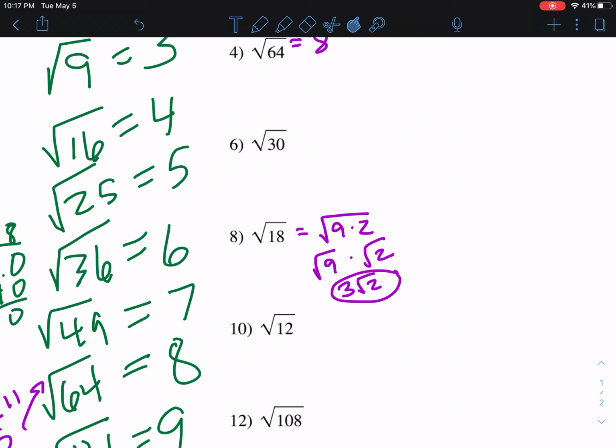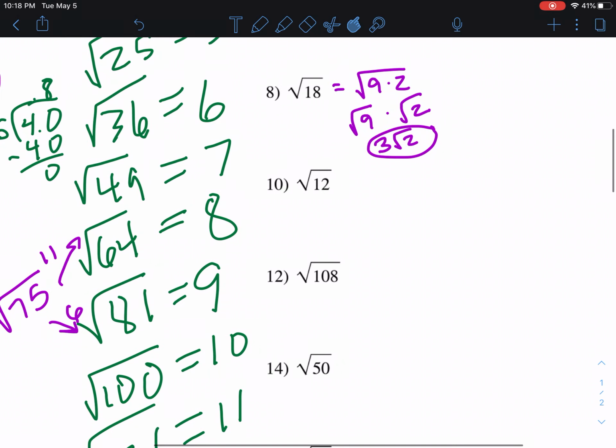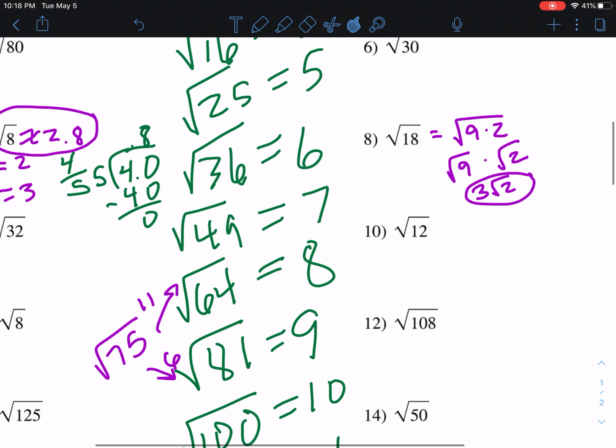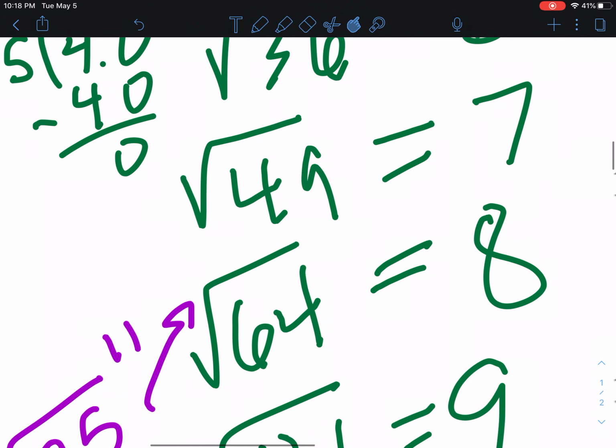Let's go down to number 12 here, square root of 108. Now, the process here is that I'm going to first cut 108 in half and see if that's on my list. Half of 108 is 54, and 54 is not on my list. 54 would end up somewhere right here in between 49 and 64, so somewhere in between here.